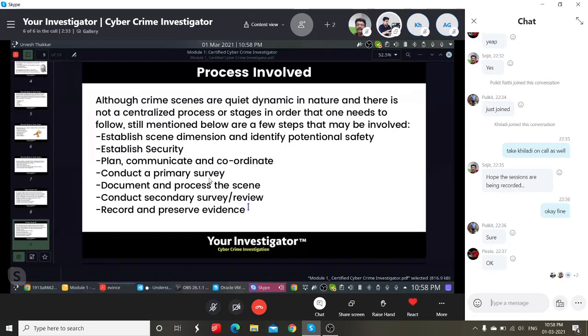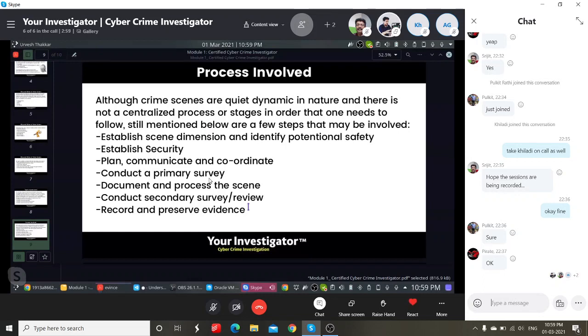Conduct a primary survey. What do you mean by a primary survey? It means looking out for the first traces of evidence, seeing what is there and what is not there. Document everything, and try to reconstruct the crime scene. Then document the process and the scene that you have reconstructed.